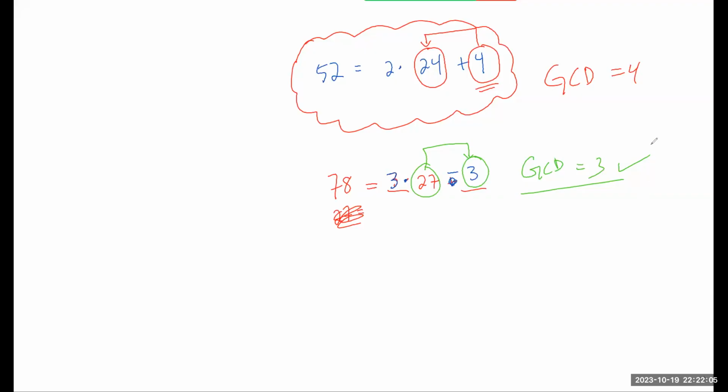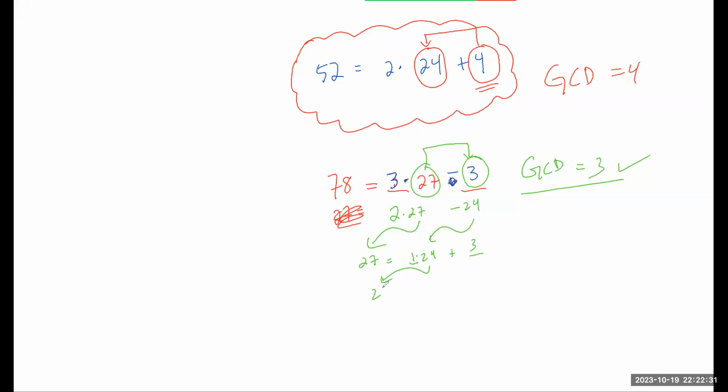Okay. Now, if not, you would say it goes in 2 times because you're just going to round down. And 2 times 27, that's 54. And then 78 minus 54 is 24. Then I bring the 27 down, the 24 down. How many 24s go in here plus a number? And you say one of these, and it's a remainder of 3.